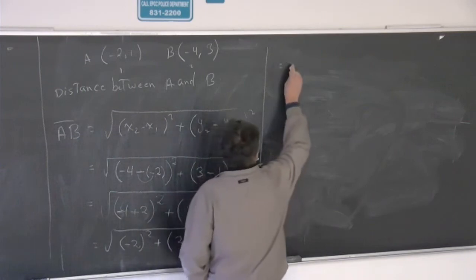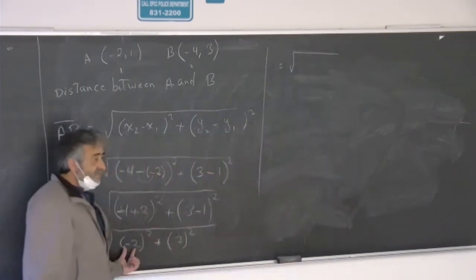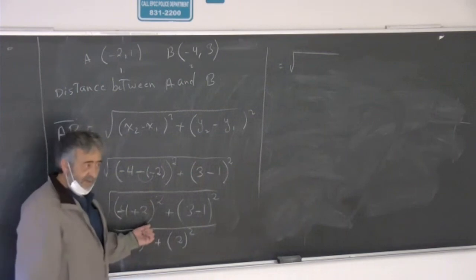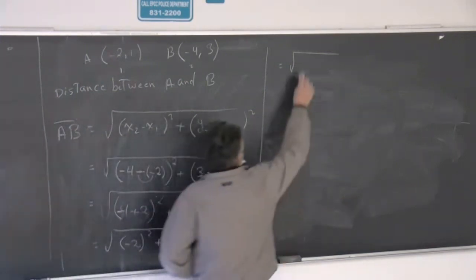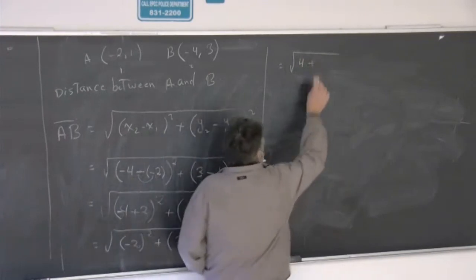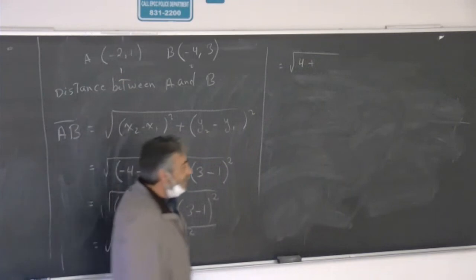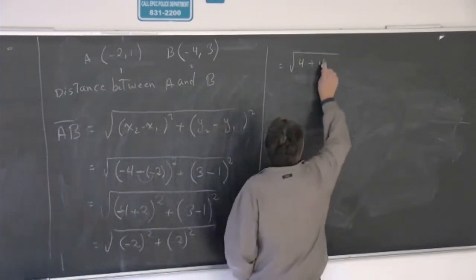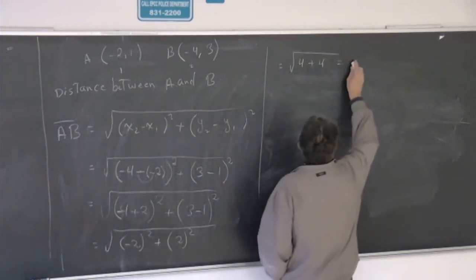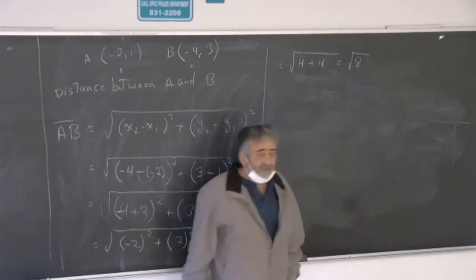So now that is equal to the square root of negative 2 squared, you get positive 4. So let's put 4. You have a plus. And if I square the 2, I get what? 4. And 4 plus 4 is? And what's the square root of 8?